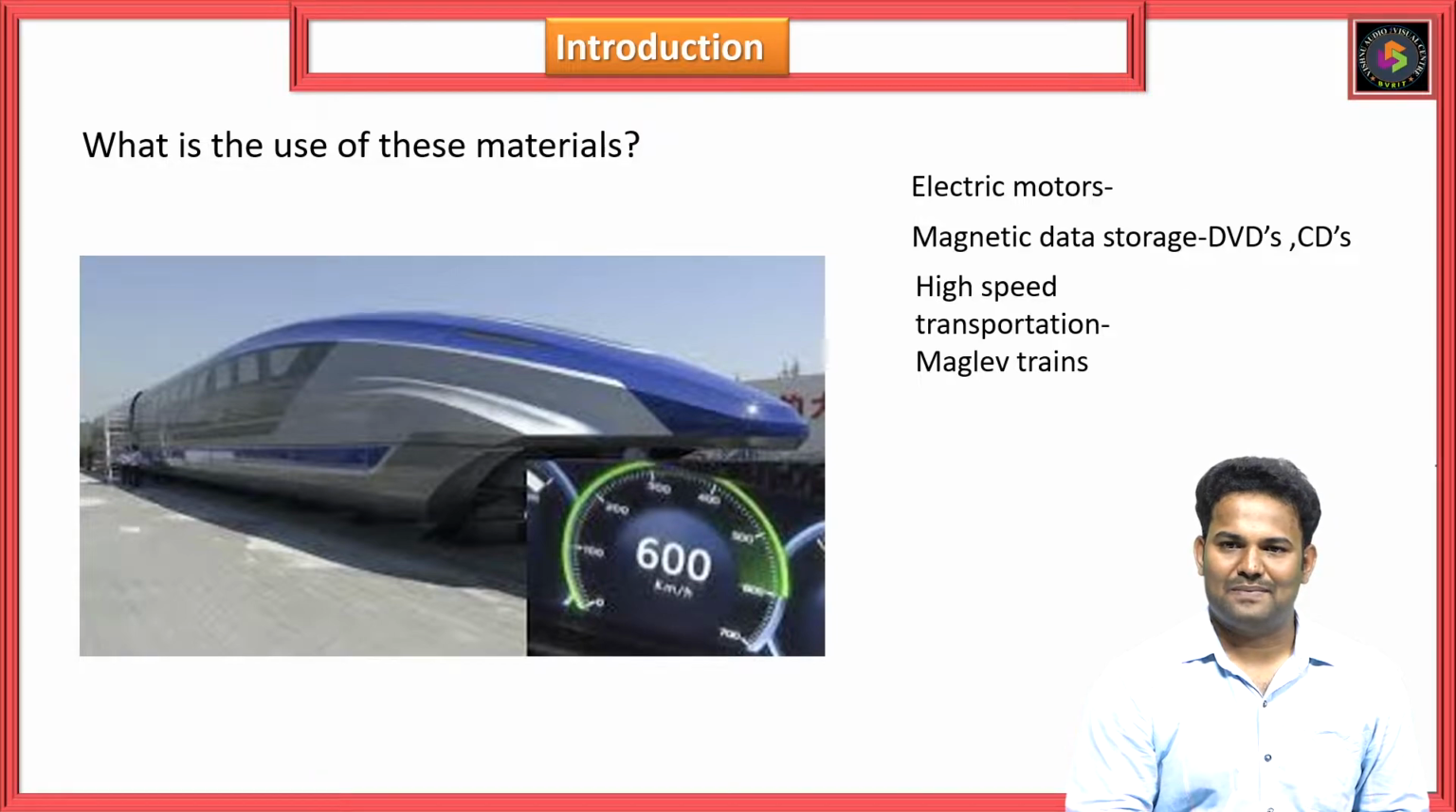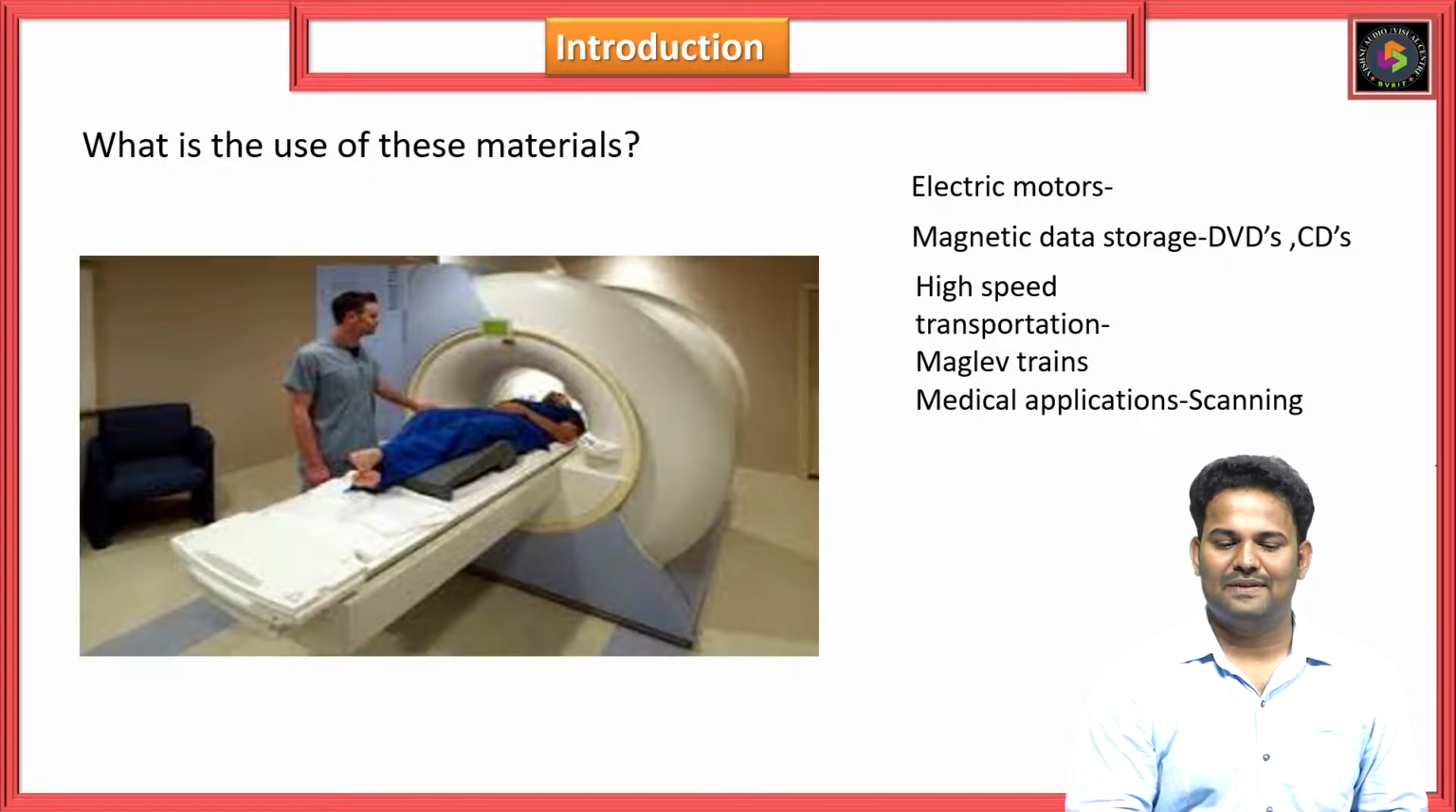We also use magnetic materials in transport. Nowadays we are using bullet train transport, where the principle and mechanism is magnetic levitation. This is one type of application of magnetic materials. With magnetic levitation, the train speed is approximately 600 km per hour.